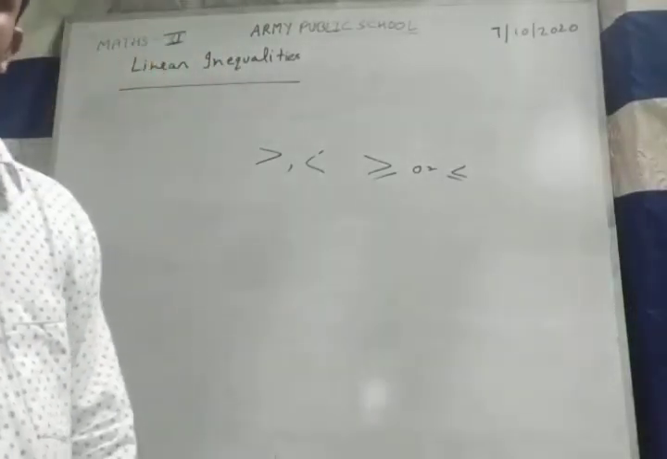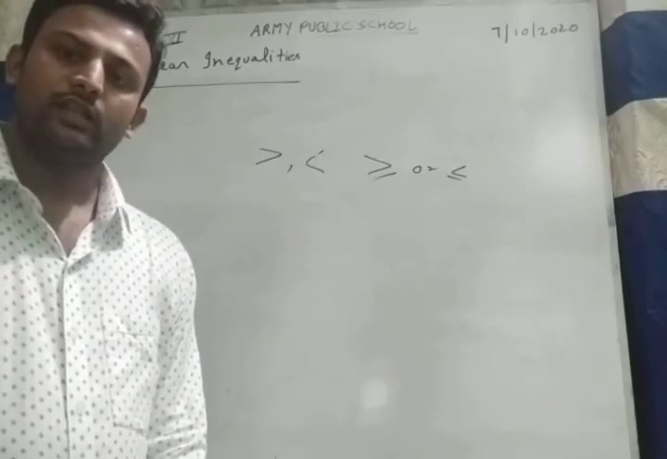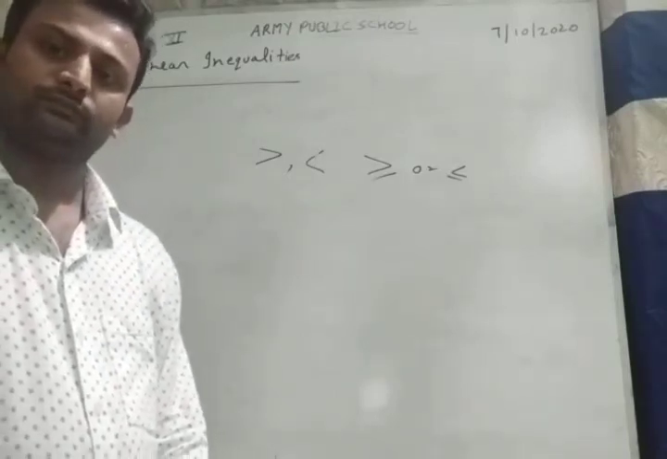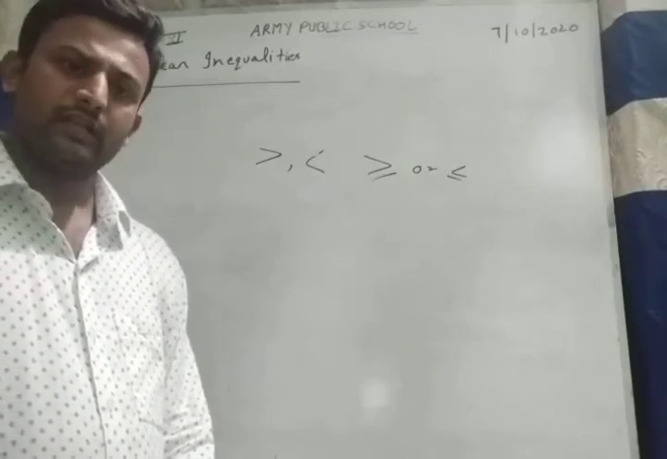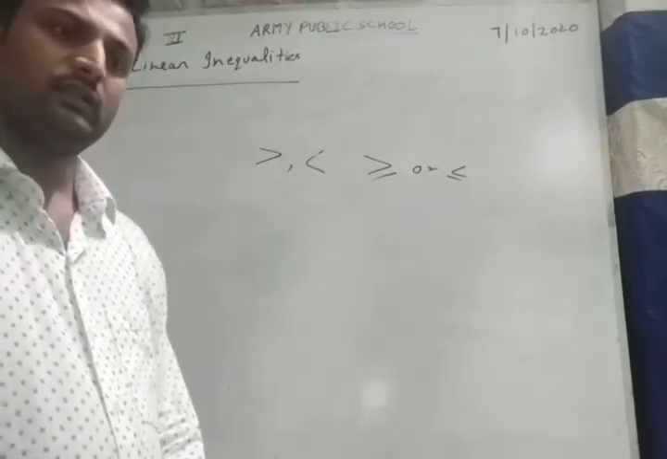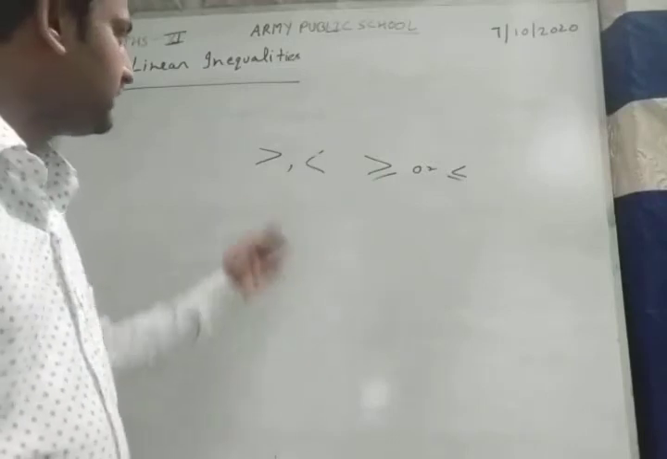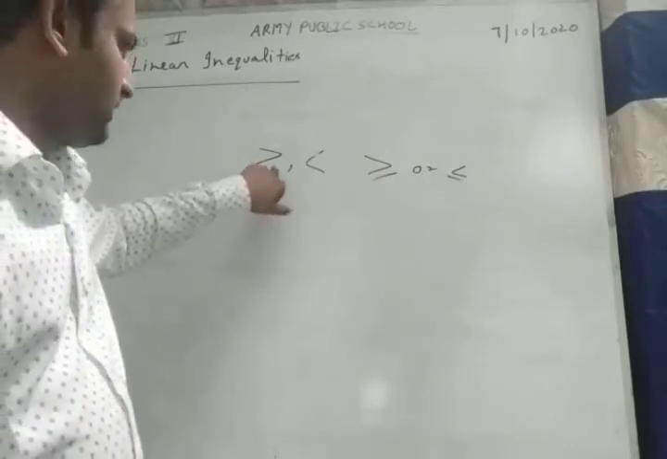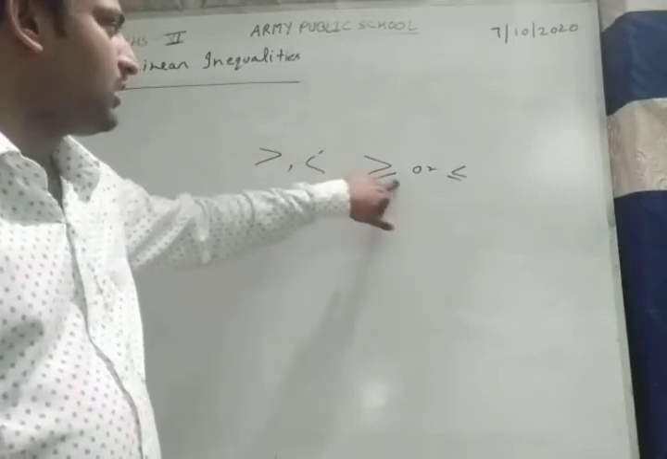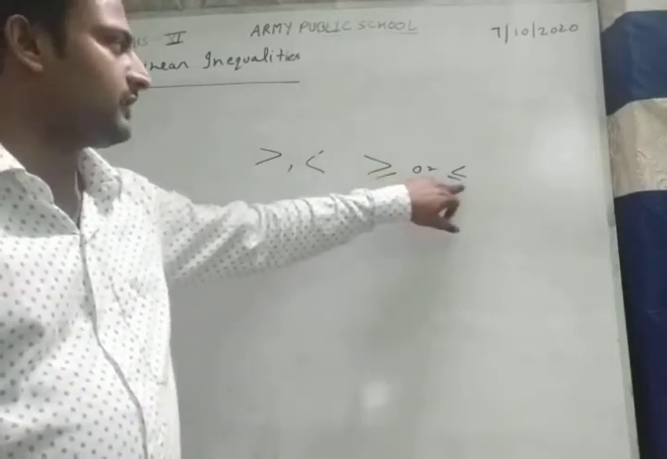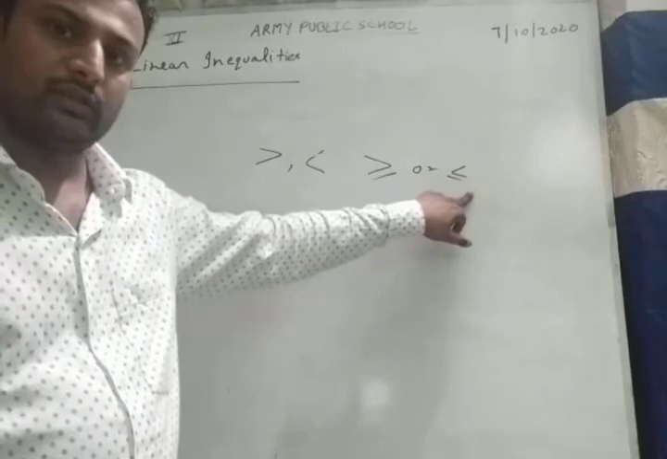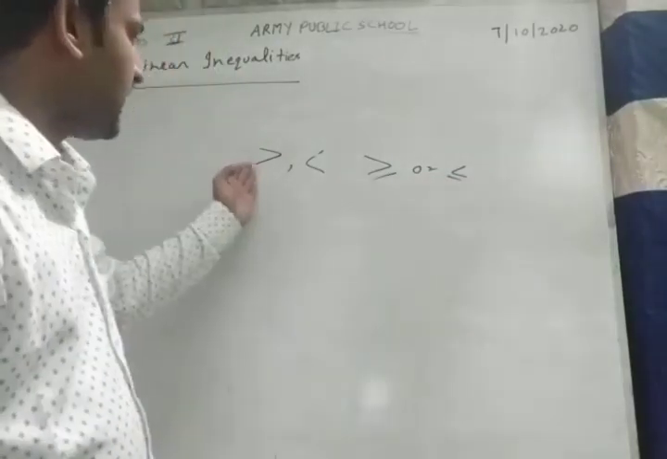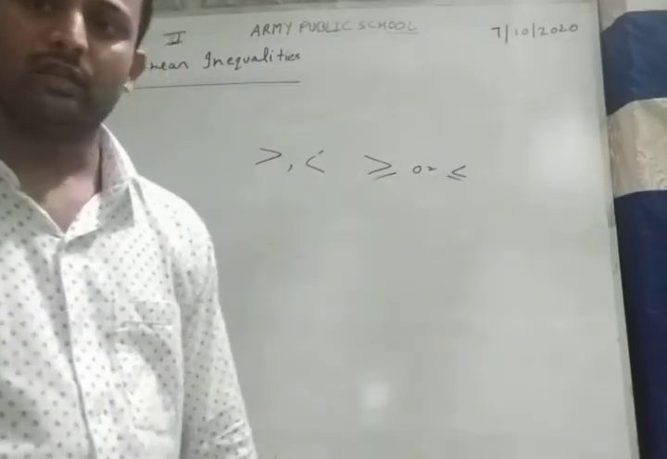Today we will discuss a new chapter, linear inequality. What is inequality? A statement involving variables and the sign of inequality is called inequality. This is the sign of greater than, less than, greater than or equal to, or less than or equal to. So a statement involving variables and the sign of inequality is called inequality.